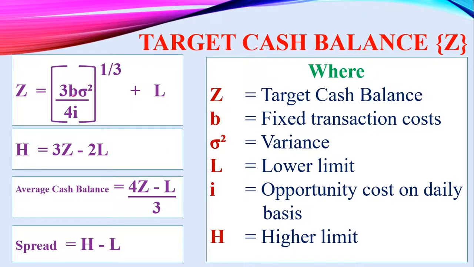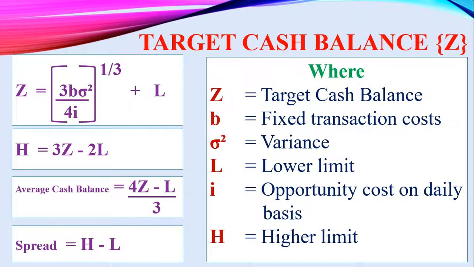Then we have B, which represents the fixed transaction costs. When you are trading in the securities exchange, you're going to incur some costs. For example, you need to pay some agents, maybe some commissions, you need to pay some brokers and all that. So that amount that you spend is the transaction costs associated with that particular transaction, which we are calling B. Then the variance, that is sigma squared. Please note that the standard deviation is what is represented by sigma only. The variance is represented by sigma squared.